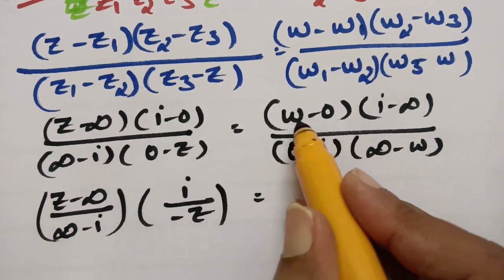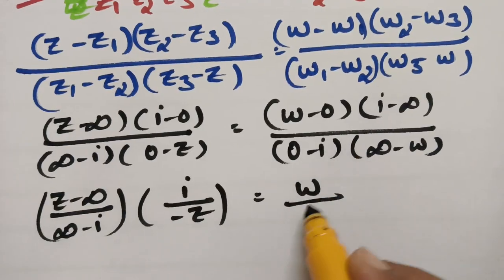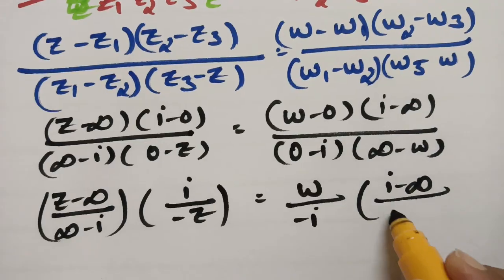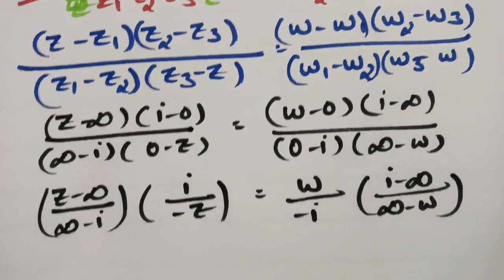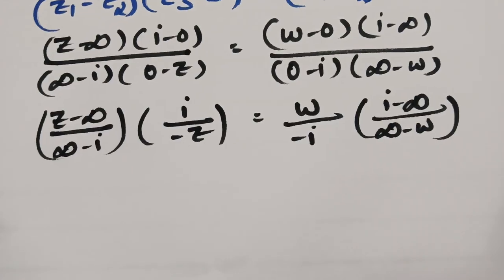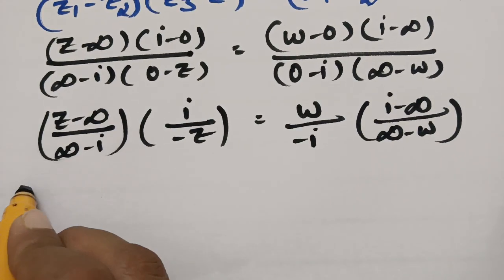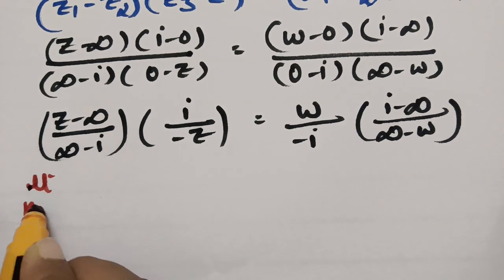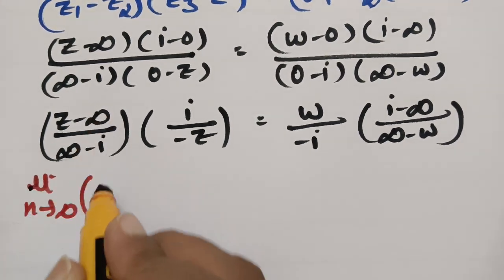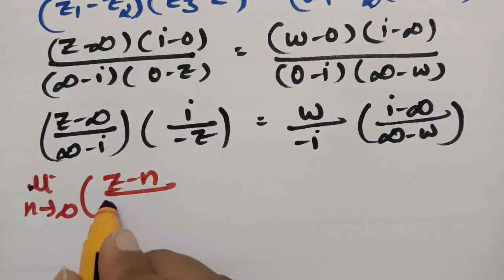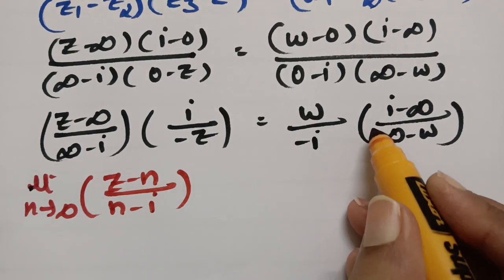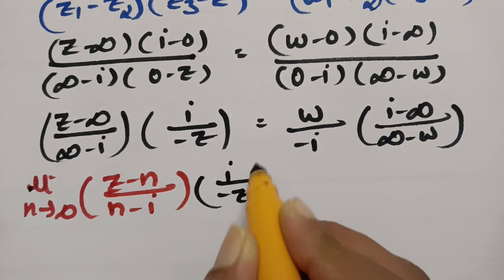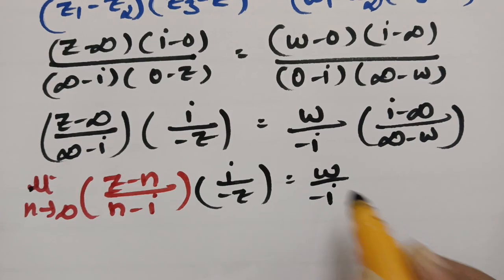And the next one here is W minus 0 is W and this is minus I, and if you see, this is I minus infinity and this is infinity minus W. And now I'm going to solve this as a limit n tends to infinity. In place of infinity, I'm going to substitute n. So this is n minus I. So here also, this will be I by minus z. So this is w by minus I.